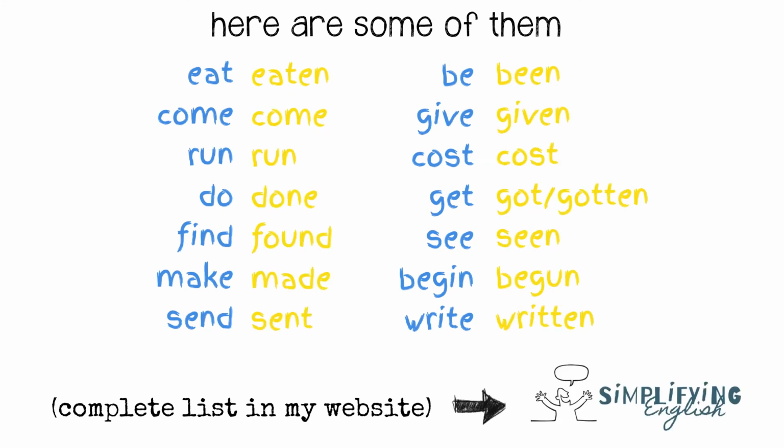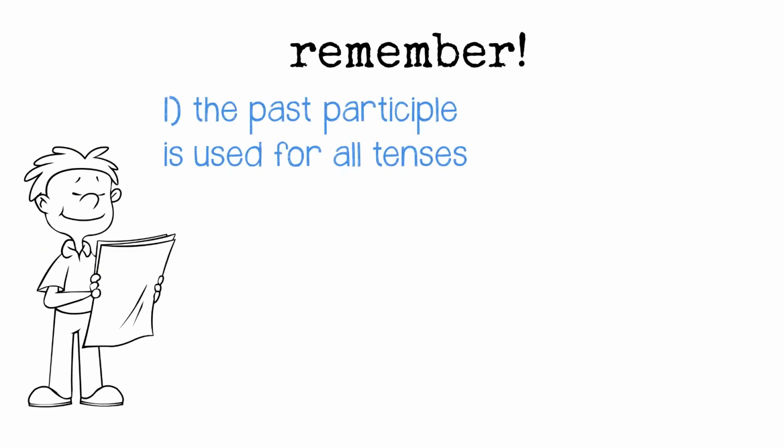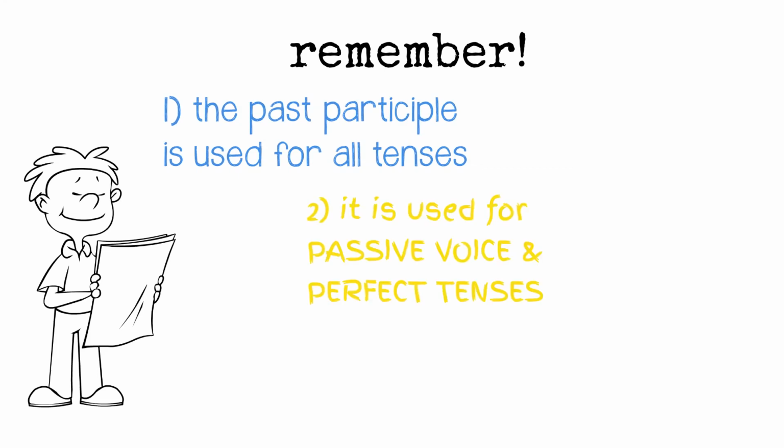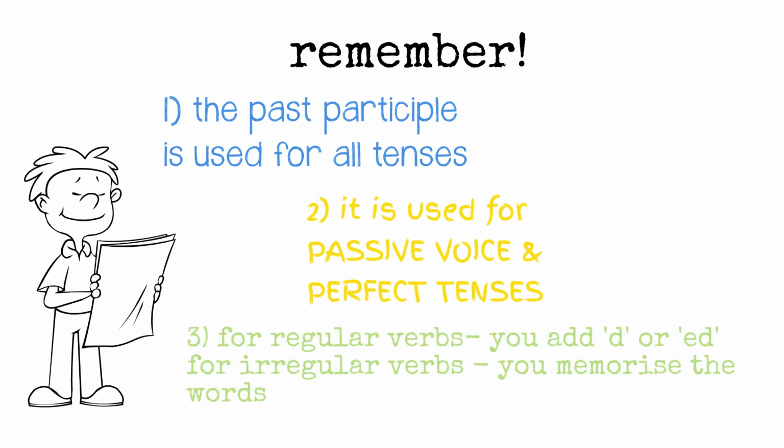Here's a summary of what we learned. Remember, the past participle is used for all tenses, not just past tense. We use it for passive voice and perfect tenses. And for the regular verbs, you add a D or ED in the end. And for irregular verbs, you memorize the verbs.